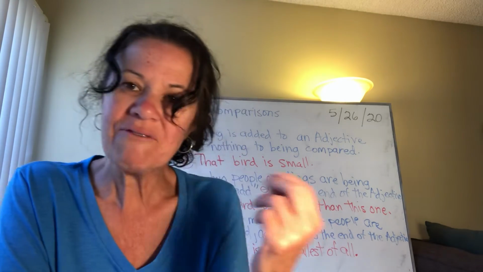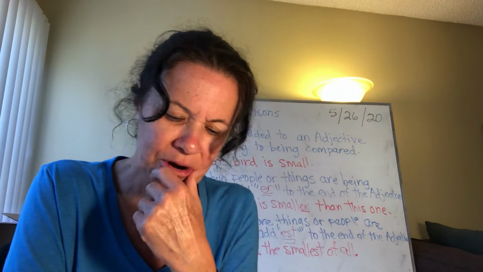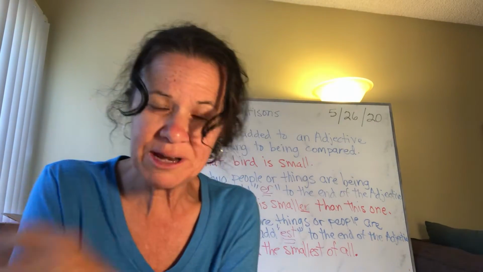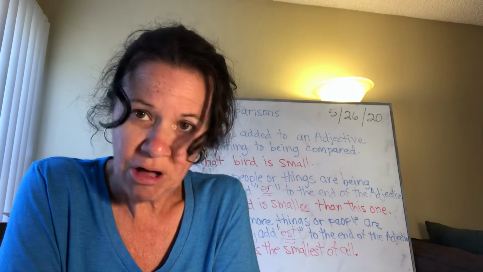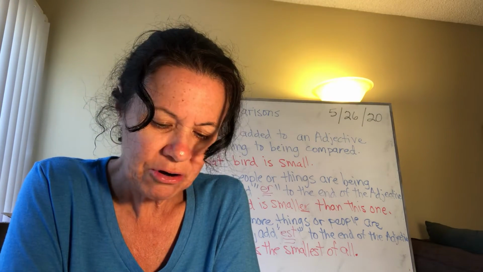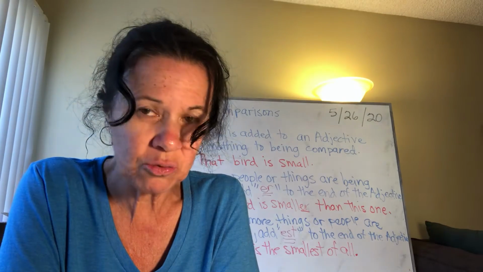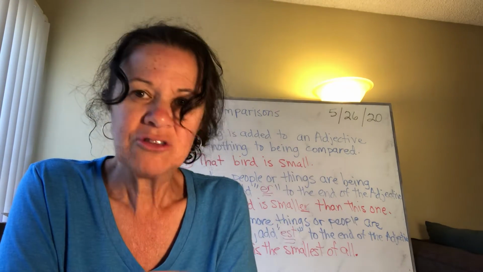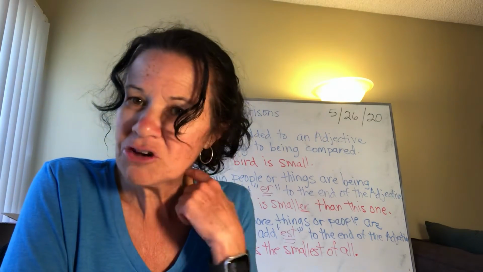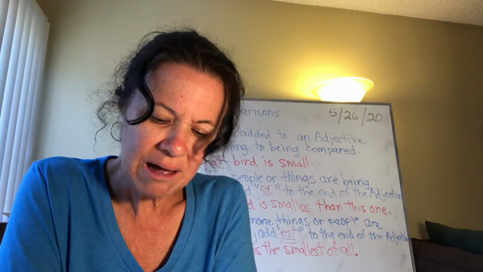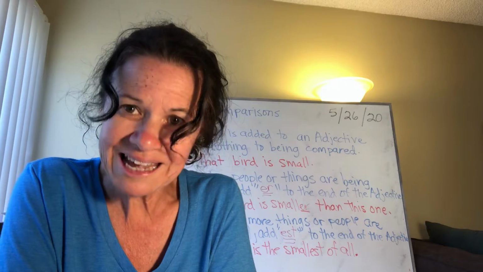So we have our three examples, three different birds. The first one says, I am tall. The second bird says, I am taller than you. Notice that we added an ER to the adjective tall. The third bird says, I am the tallest one here.